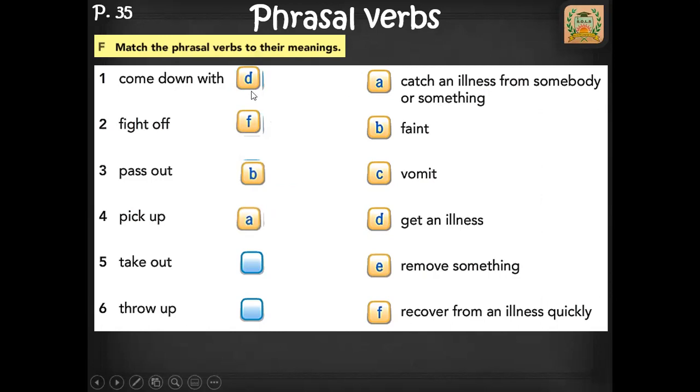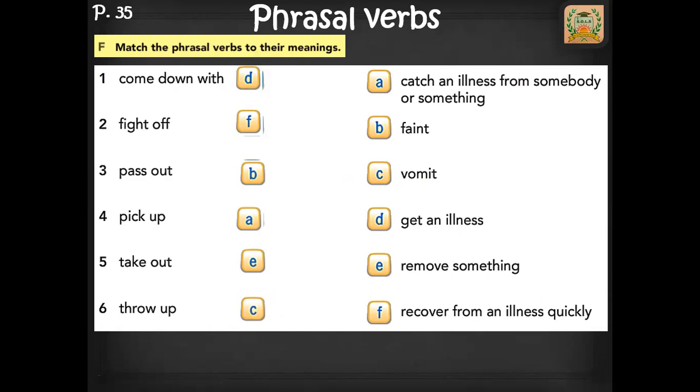And here I want you to concentrate on the difference between number 1 and number 4. Number 1, come down with, get an illness. Here he doesn't mention who he gets the illness from. But pick up means catch an illness from somebody or something. The person or the thing is mentioned. So here we use pick up. Take out, remove something. The last one, throw up, means vomit.